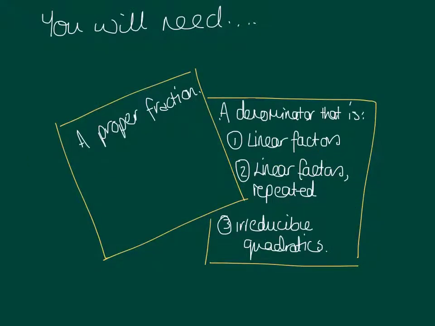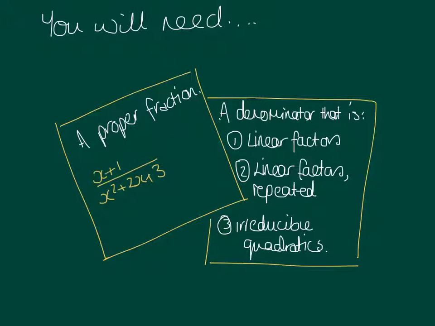In order to be able to do partial fractions, you'll need two things. First off, your fraction, the one that you're trying to split back up into its sort of addition or subtraction, whatever it ends up being, has to be a proper fraction, which means that the degree of the numerator has to be smaller than the degree of the denominator. What that means is that if I have a linear expression on the top, I have to have a quadratic or a cubic or something on the bottom.